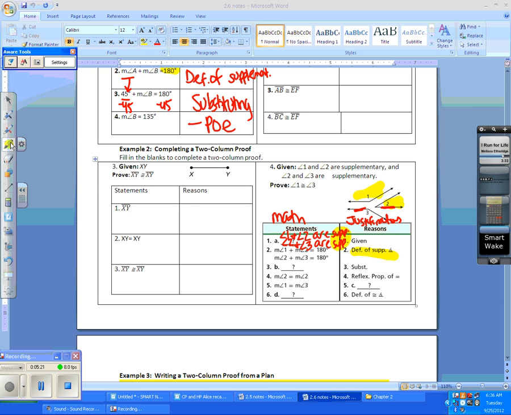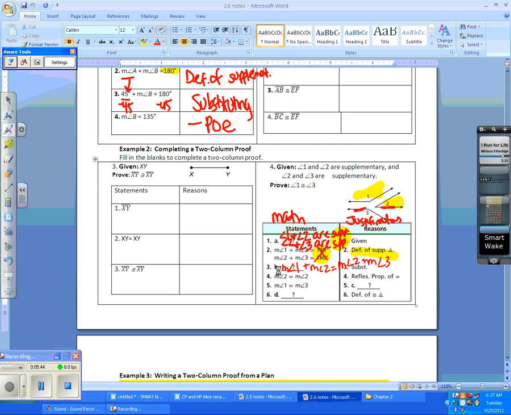So looking at number 2, what things are the same in both equations? If you notice, 180 degrees are both the same. So what we're going to do is we're going to cross those out, and we're going to push these two equations together. So our new equation is going to be measure of angle 1 plus measure of angle 2 equals measure of angle 2 plus measure of angle 3.